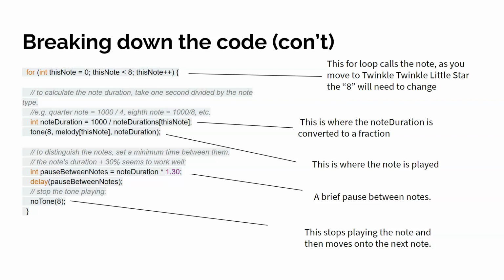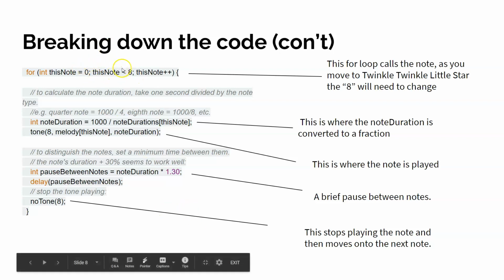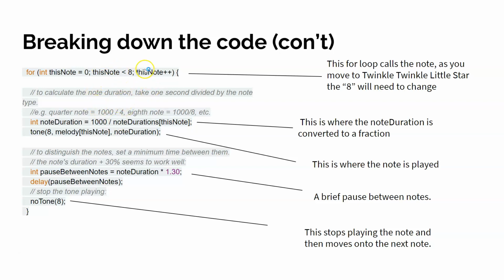So for integer, this note is going to start at 0, and it's going to go up to, in this case, 7. So again, that's 8 total notes, 0 being the first, 7 being the 8th. And every time we go through, we're going to increase this note by 1. Down below here, we have our note duration is equal to 1,000. That's 1 second, basically, divided by your note duration.